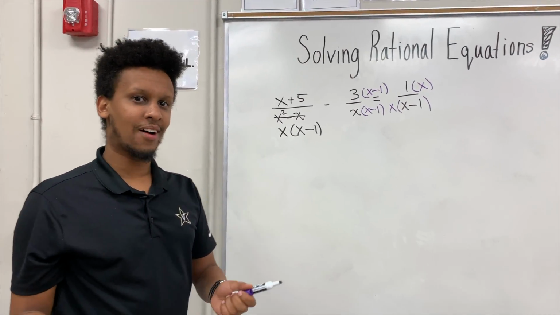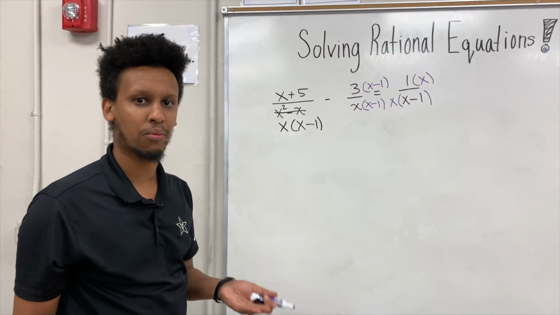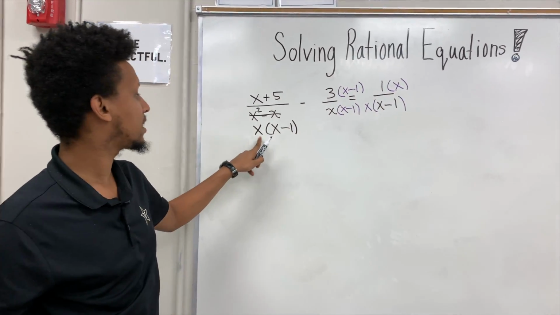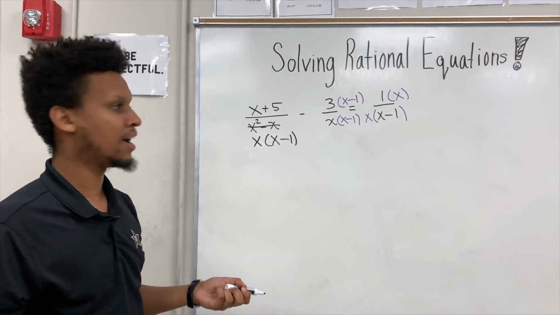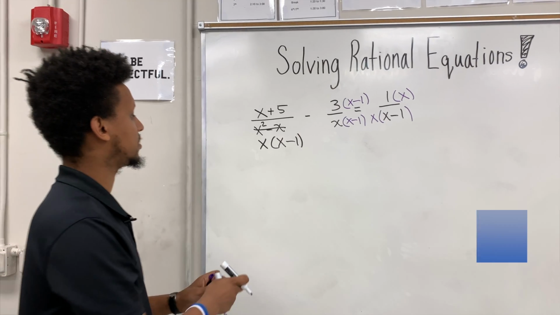So the cool thing now is we're going to clear the denominator, which seems like it's a trick, but really what we're doing is we're multiplying both sides by x times x minus 1, so that's why you're able to do that. And so now, since all the denominators are the same, I'm just going to write what I have on top.